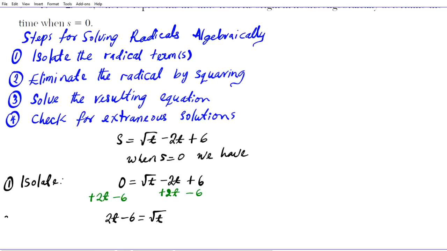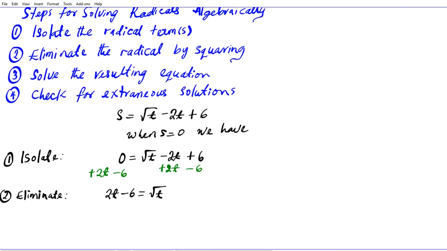Next step, step 2 is to eliminate. We want to eliminate the radical. How do we do that? Remember, we said you accomplish that by squaring. So we're going to square both sides of our equation. We square the left, this entire quantity, and we square the right. When we square this, we have 2t minus 6 times 2t minus 6. And on the right side, the square and square roots are inverses, so they cancel each other out, and we are left with t.